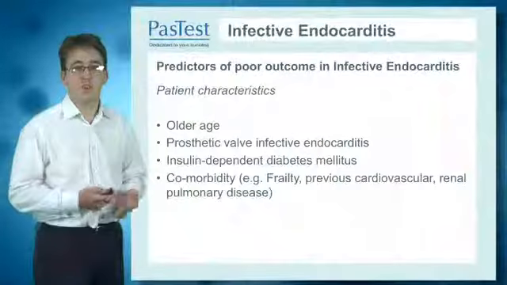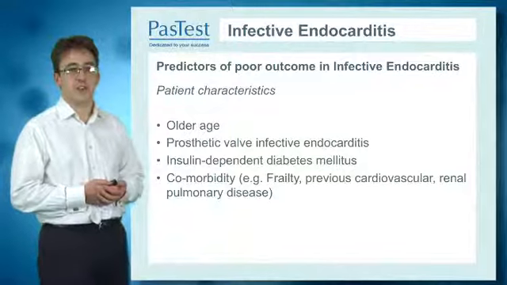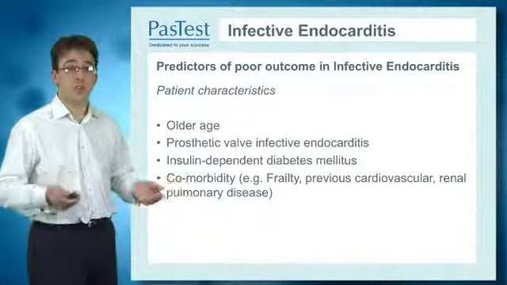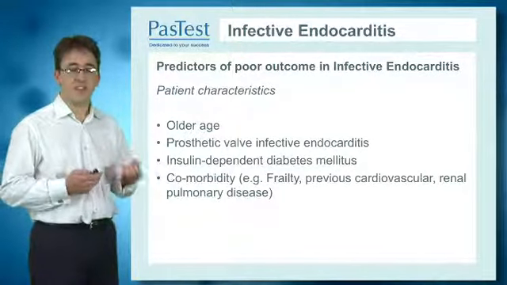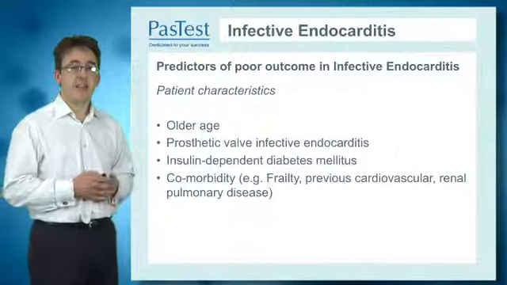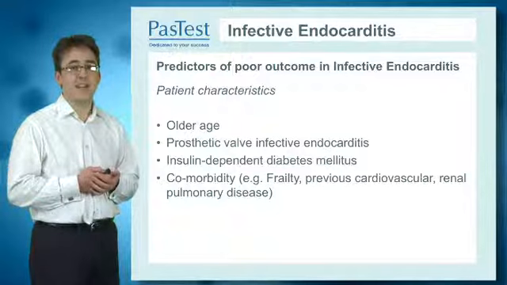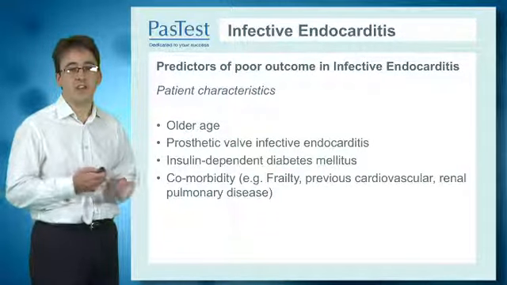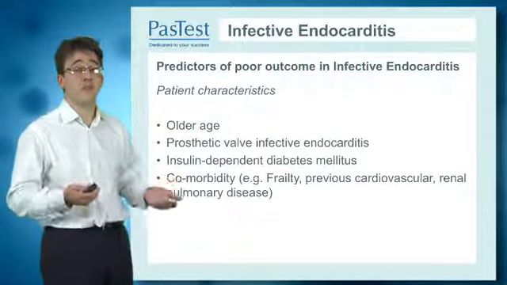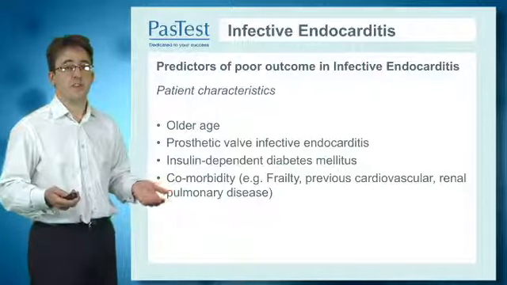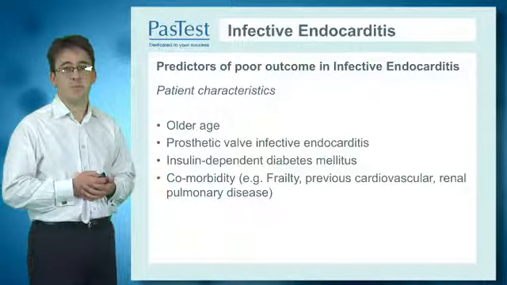So what are the predictors of poor outcome in a patient with infective endocarditis? Well, certainly patients who are older, those who are known to have a prosthetic valve which is infected, patients who are less good at clearing the bug, and these would be patients who are insulin-dependent diabetics, or those with other comorbidities, such as patients who are very frail, previous cardiovascular disease, or renal or pulmonary disease.